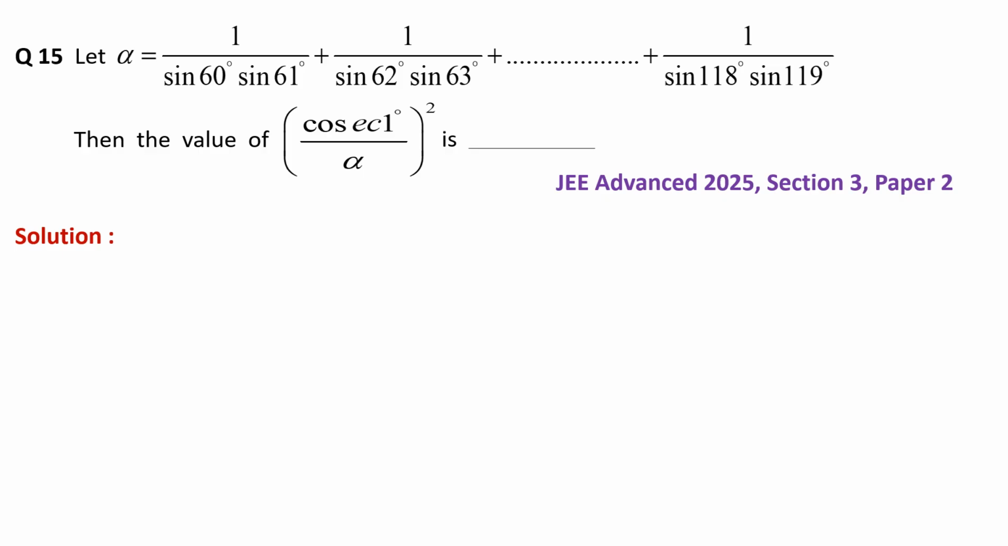Now students, to solve this question, I am writing alpha equal to, on the right hand side, I am multiplying and dividing all the terms by sine 1 degree. So now it becomes 1 upon sine 1 degree into, inside the bracket, the first term will become sine 1 degree divided upon sine 60 degree into sine 61 degree. Now instead of writing numerator as sine 1 degree, I will write it as sine of 61 degree minus 60 degree.